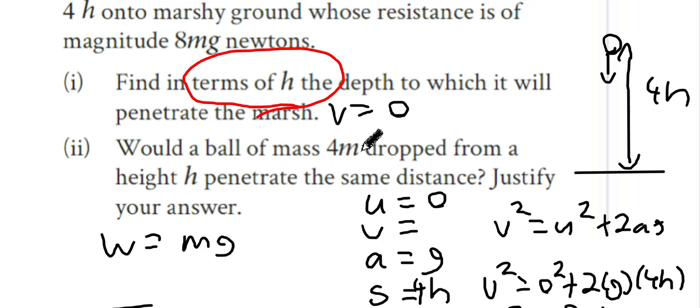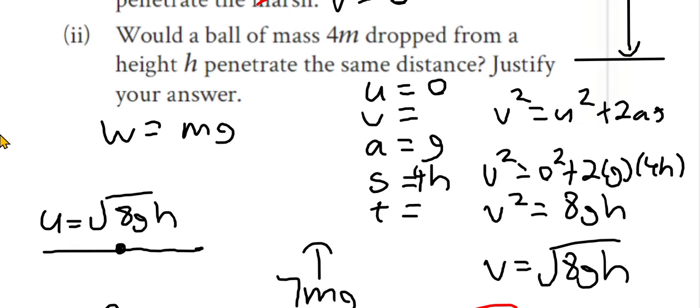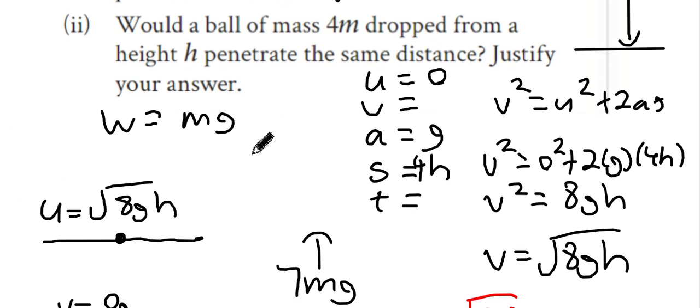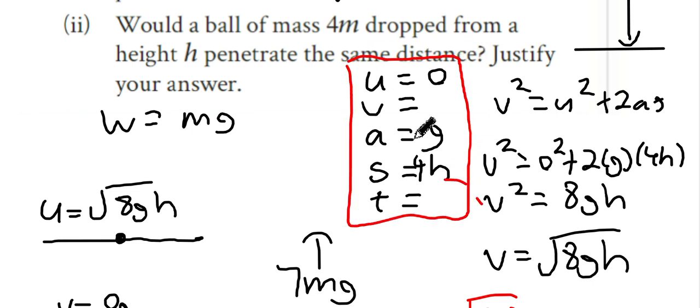Would a ball of mass 4m dropped from a height h penetrate the same distance? Justify your answer. Here's where it wouldn't, and I'll explain why. The first reason is it still hits at the same speed. Do you remember when you drop a feather and a bowling ball in a vacuum? They both drop at the same time, so the mass is completely independent of the weight. That's before it hits the marsh.